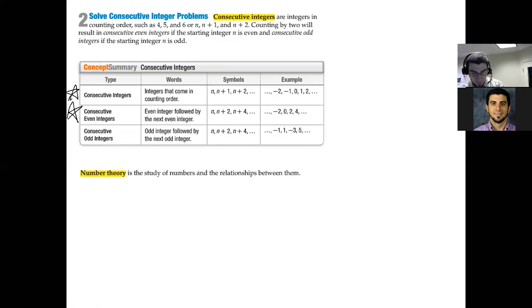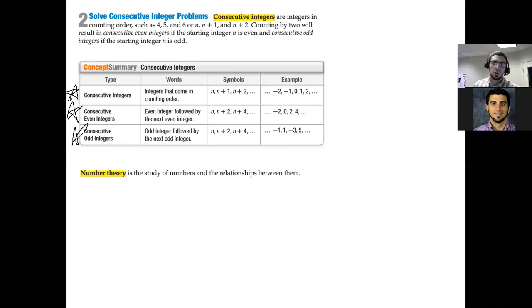And the same thing happens with odd integers. You're going to add 2 each time. So n plus 2, n plus 4, because you're assuming that the first number is odd. So if you start at 7, the next odd integer would be 9, which is 2 up from 7. And the next one would be 11, which is 2 more up from 9.